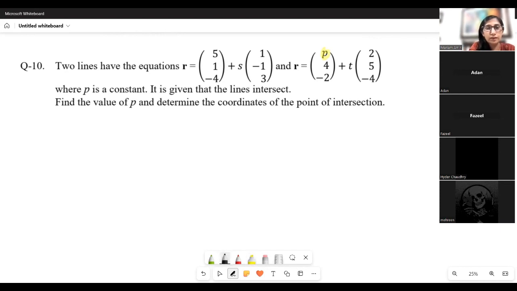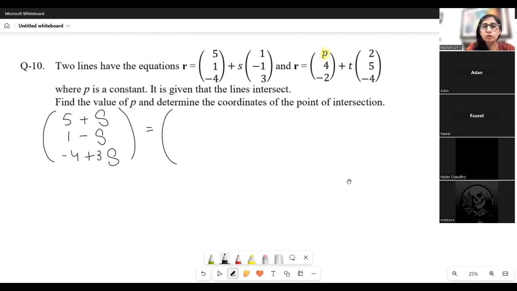Okay, so if they are intersecting, I'm going to equate the two. 5 plus S, 1. Let me clearly distinguish between 5 and S. S would be like this. Okay. And then 1 minus S, and then minus 4 plus 3S equals P plus 2T, and then 4 plus 5T, and then minus 2 minus 4T.